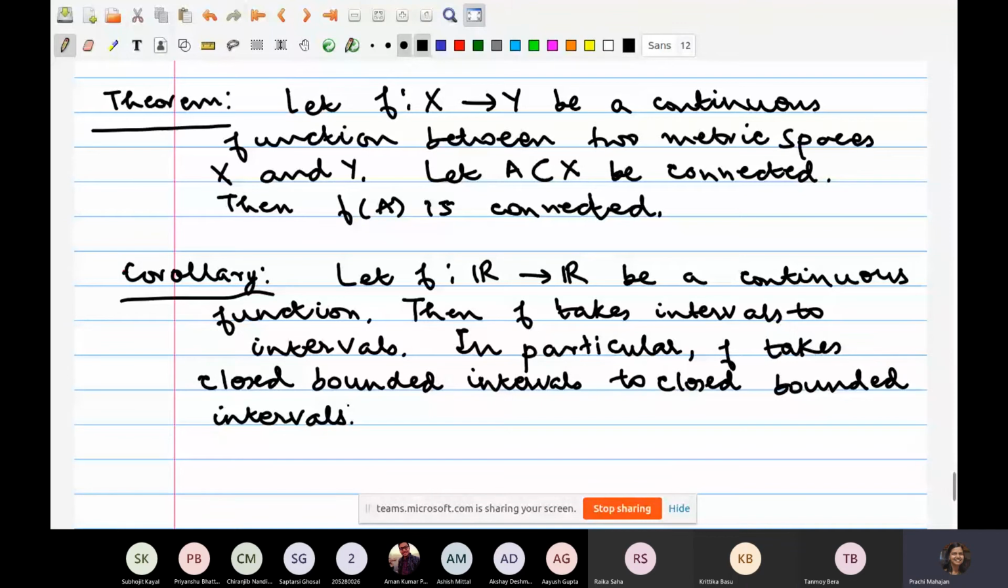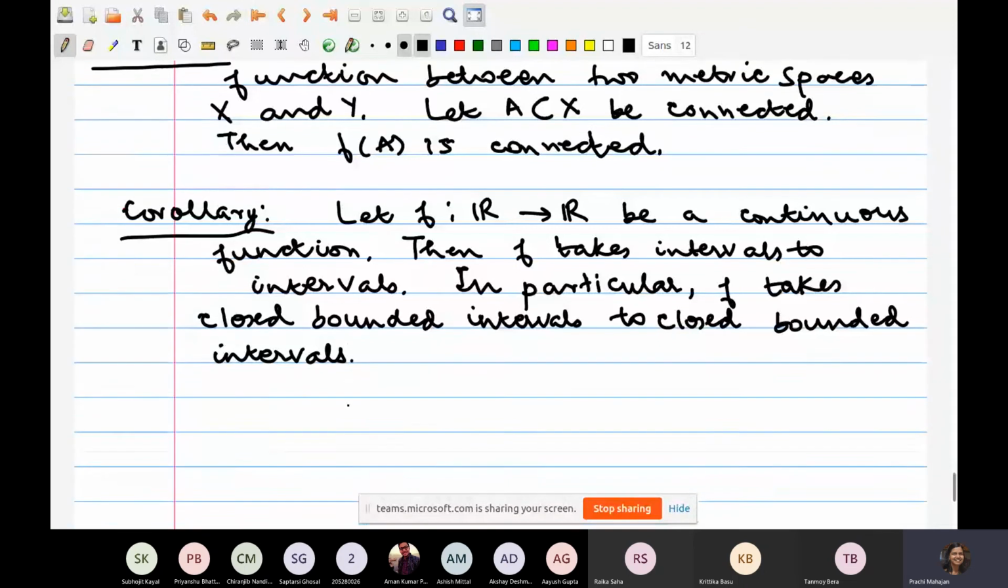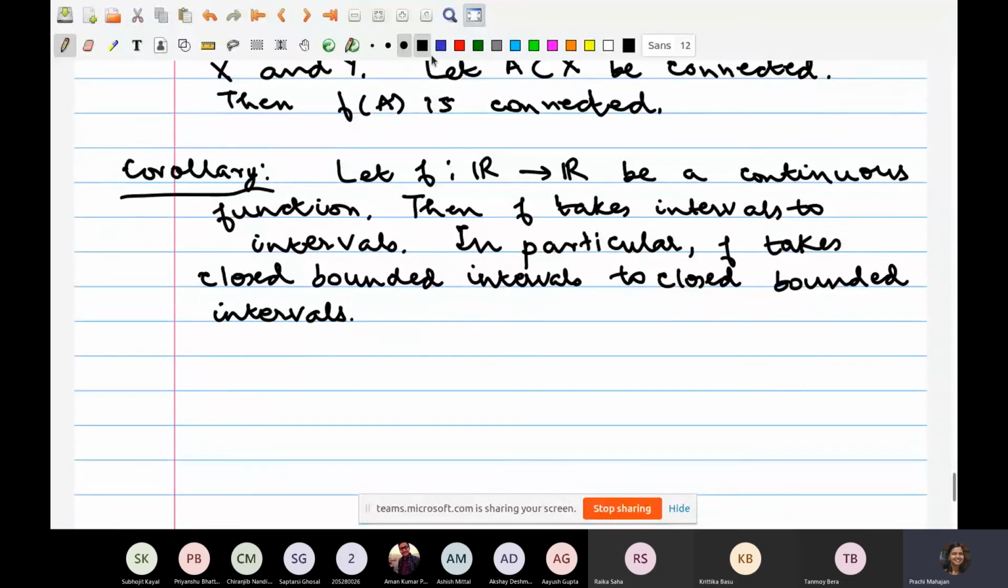You know, this corollary in fact yields two familiar theorems from first year calculus. One is the extreme value theorem, which I think I already mentioned. And the other is the intermediate value theorem. I'll just write that here. I think it's a good point to remind you that saying f takes intervals to intervals is exactly saying something very familiar to you. So this is again a corollary: the intermediate value theorem.